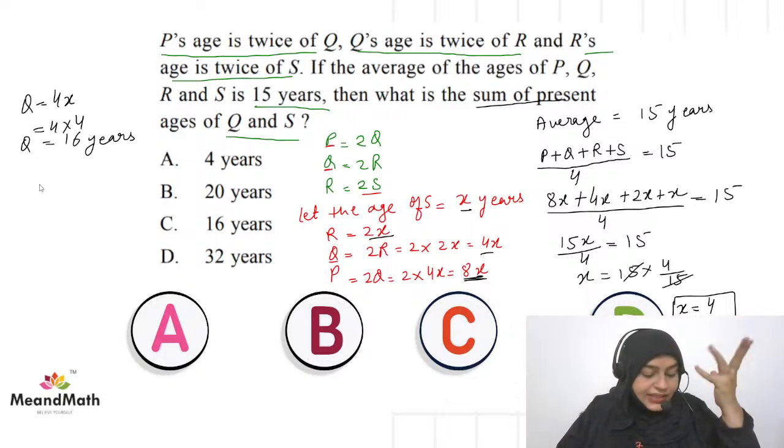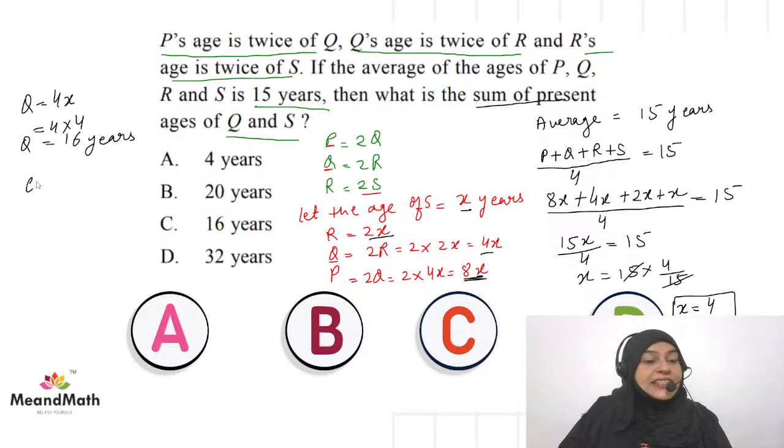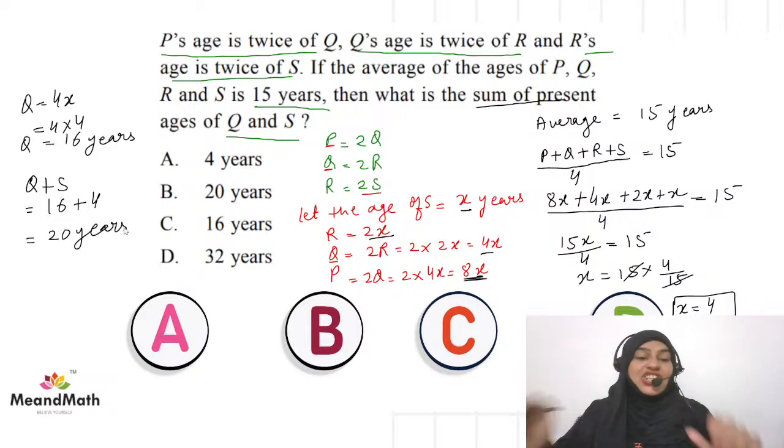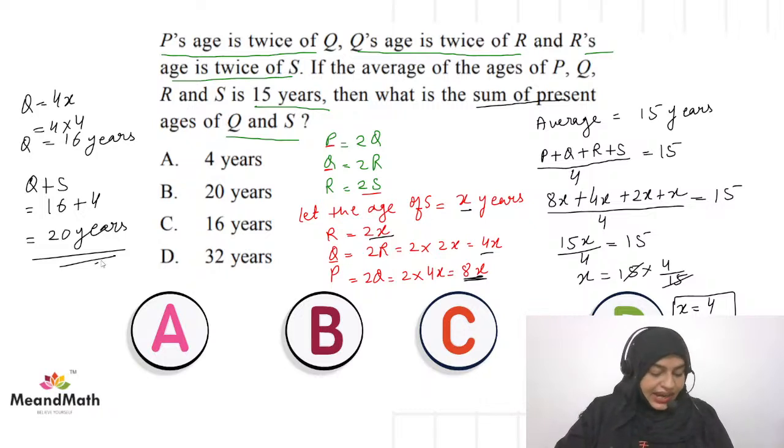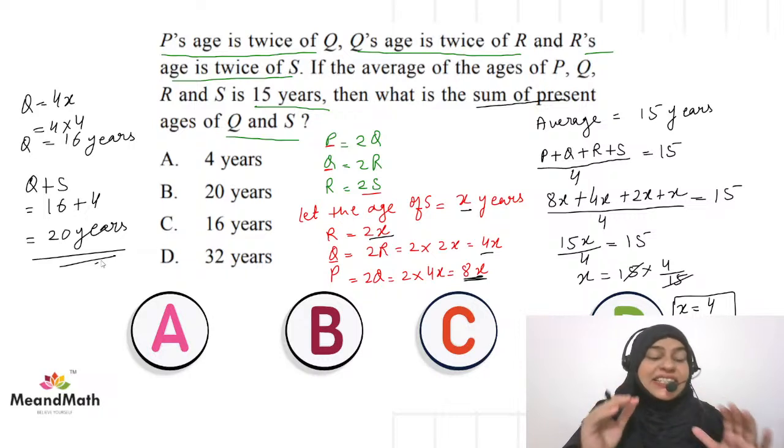And what are they asking in the question? They are asking Q plus S. Q is 16 and S is 4. So the total is 20 years. So the sum of the ages of Q and S will be 20 years. The S age is 4 years and Q age is 16 years.